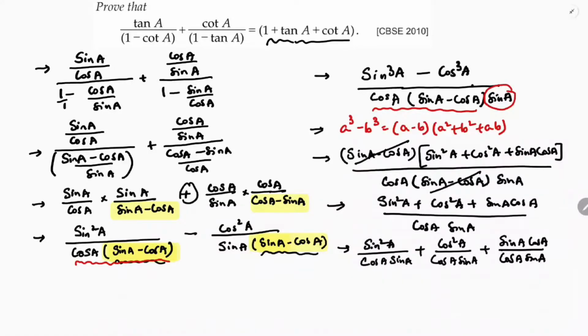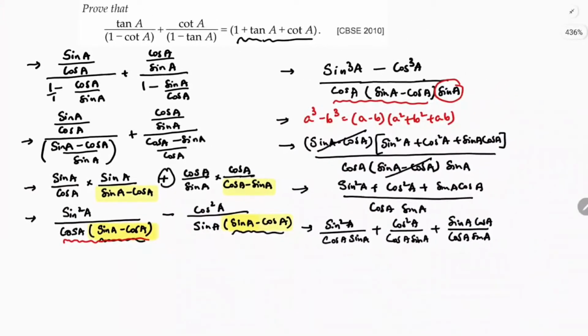So now if you simplify further, you will directly end up with the answer. Here one sin and one sin will get cancelled. So sin by cos is nothing but tan A. One cos cancels, so cos by sin is nothing but cot A. Here sin, cos, everything cancels to 1. So this is the required answer.